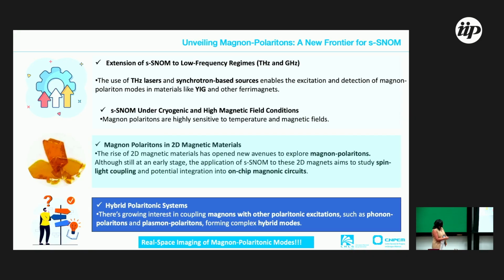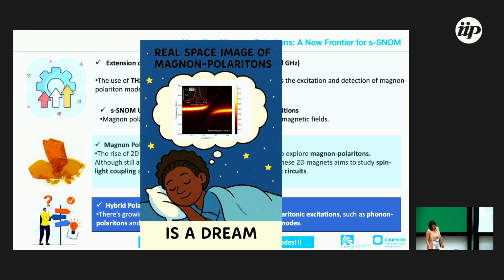Okay, will it be possible to do real space imaging of magnon polaritons with this? Until now, this is just a dream. But let's say it's not just my dream, it's a dream for the community that works with this technique. Obviously, we need a lot of input from the people on the other side that work with magnon polaritons, but maybe in the near future we can do it together.